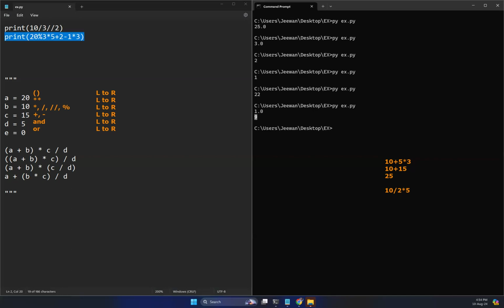First 20 modulo 3 is 2. Then 2 into 5 is 10. And again 1 into 3 is 3. Then 10 plus 2 minus 3 is 9. 12 minus 3 is 9. Okay, right. Thank you. Right, okay, then these answers. 1, 2, 3, 4. There are 4 answers I require.